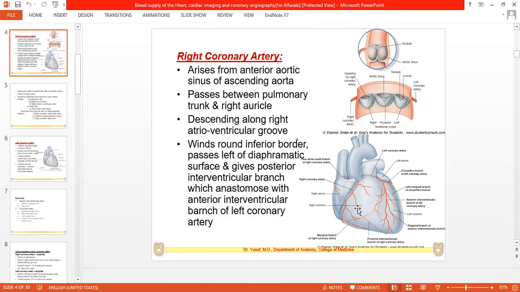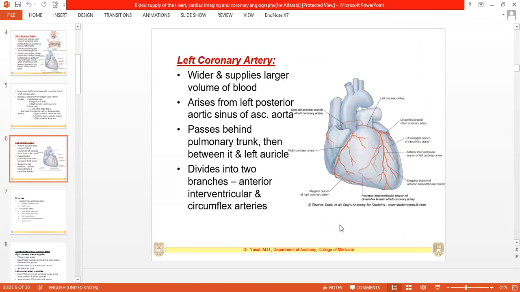So those are called atrial branches or atrial rami. Rami means branches. Okay, atrial branches as well as ventricular branches. Okay, both from the first part as well as from the second part. So these are some of the branches.